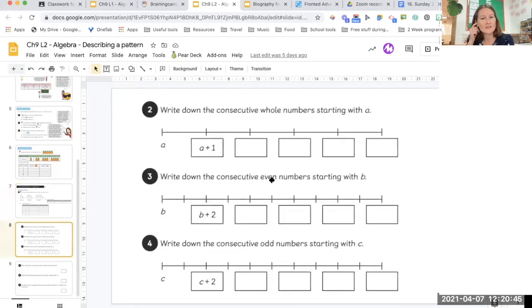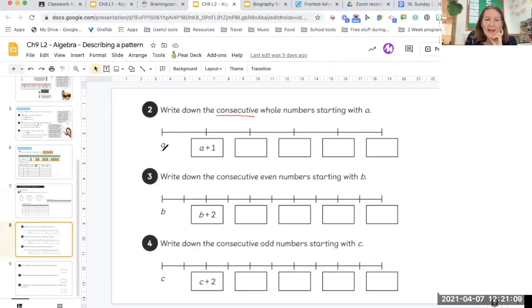Okay, now for this one, write down the consecutive whole number starting with A. So A. Miss, now math is nicer than before. Like in algebra. I'm glad you're enjoying this topic. Yeah, because you never know, the letters can be literally any number. So you're just going to put the same number every single time, plus 1 equals B.